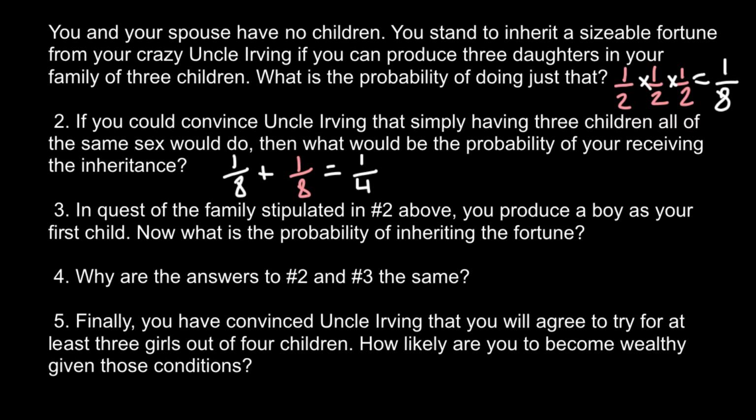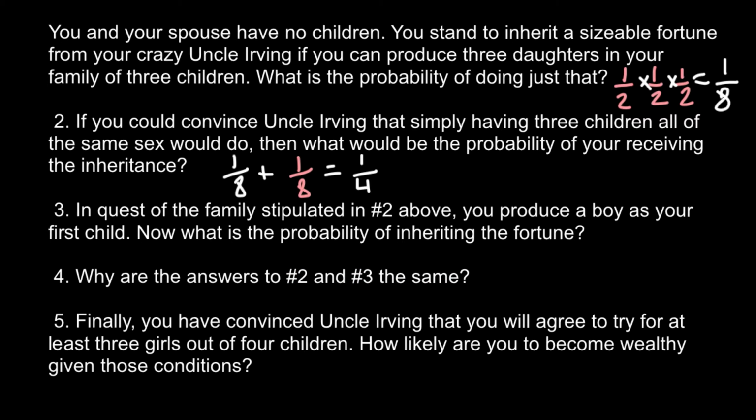So next question, number 3. In the quest of the family stipulated in number 2 above, you produce a boy as your first child. Now what is the probability of inheriting the fortune? And basically the answer is given in question 4. Why are the answers to number 2 and number 3 the same?